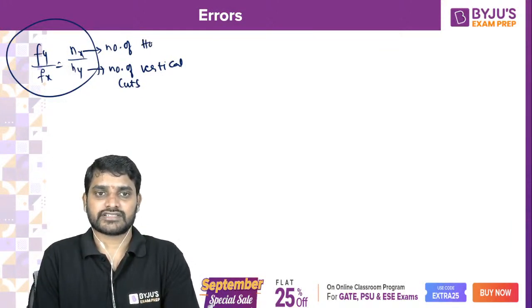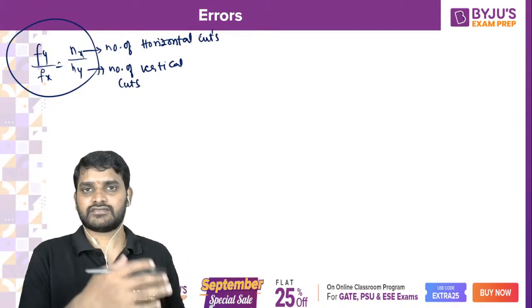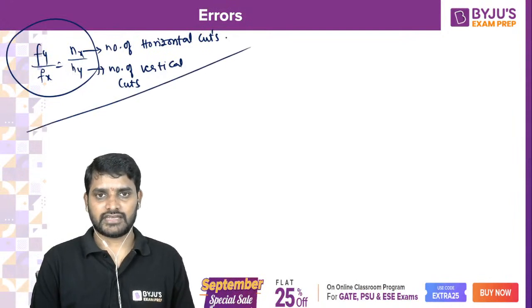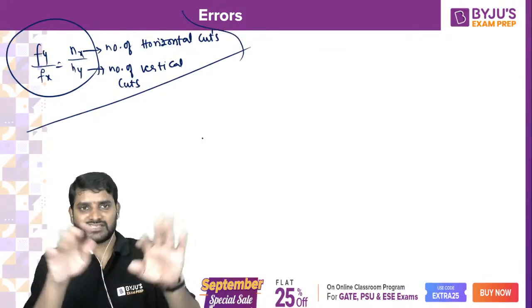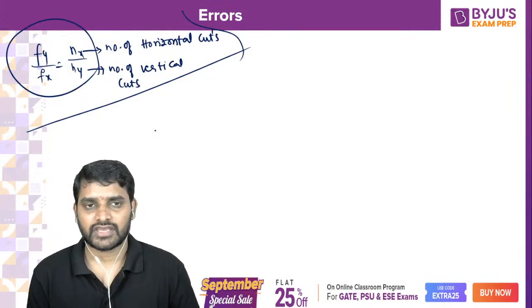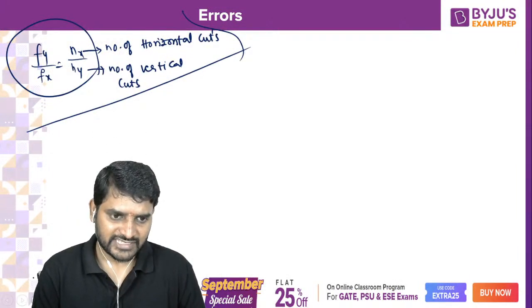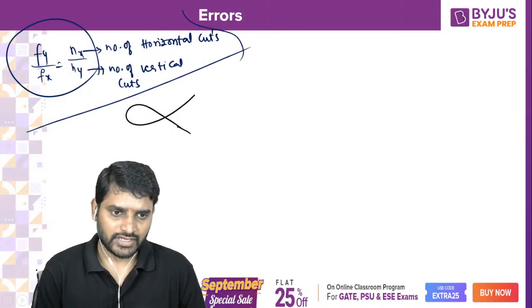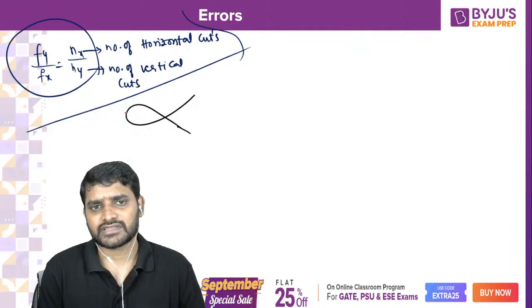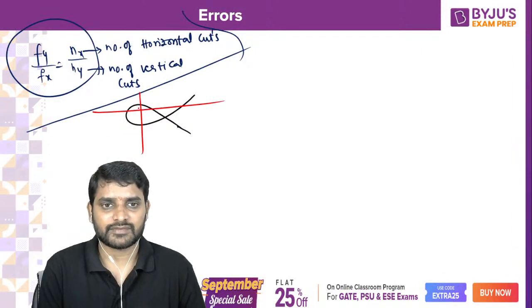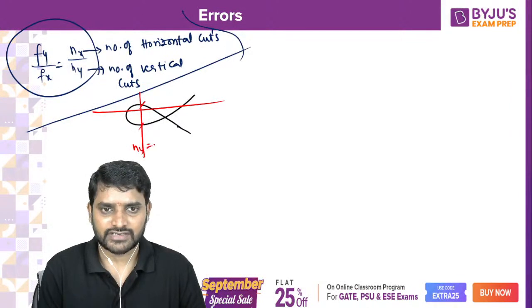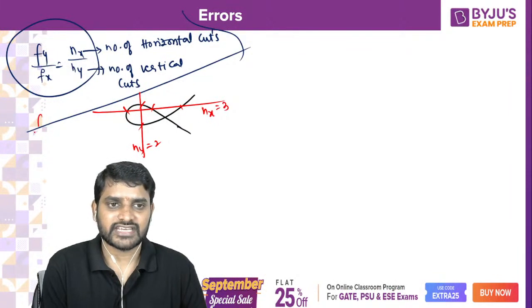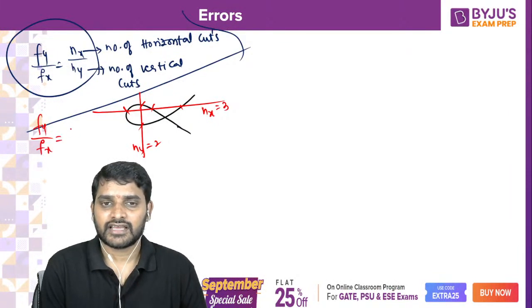Number of horizontal cuts. So they'll ask you to calculate Fy or otherwise Fx by giving the frequencies and the image. Let me take up one example here. I have an image like this. If I have an image like this, it is better to go for the cut method. Cut in a horizontal manner, cut in a vertical manner. So vertical cuts: Ny is equal to 2. Horizontal cuts: 1, 2, 3. Nx is equal to 3. So the frequency ratio Fy by Fx is 3 by 2.